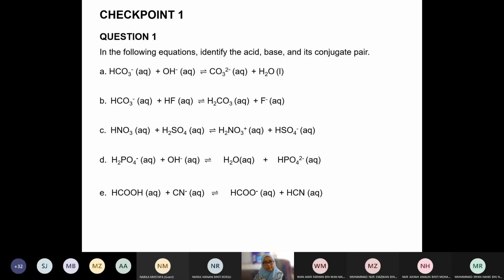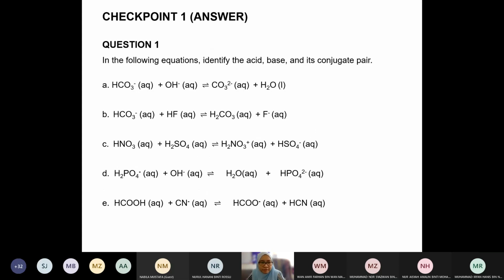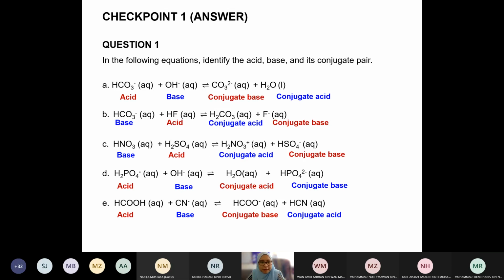Okay, are you done, guys? Yes, madam. Okay, let's check the answers. Check them yourself, I can't go through them one by one. The concept is still the same. Just check your answer with mine. Do the pairing, guys, the connection line. So these are the acid, base and its conjugate pairs. Make sure that you got all correct for all of them.